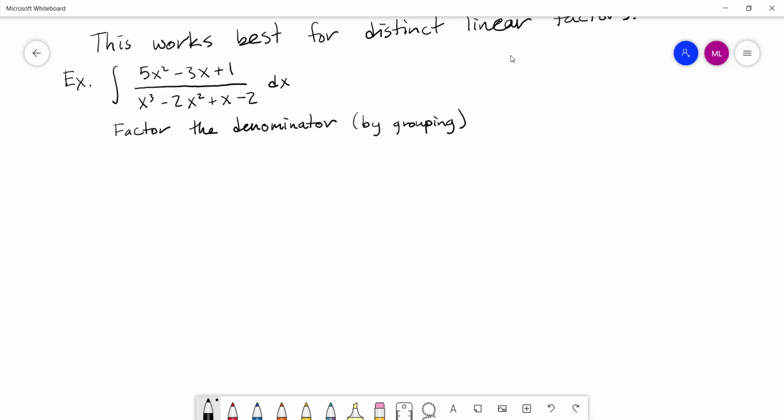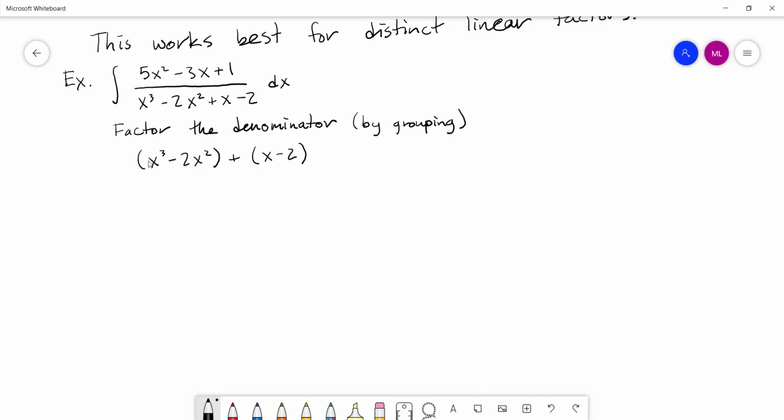And again, if nothing else, this will just be a callback to intermediate algebra, which you probably took a very long time ago. Different factoring techniques. So this one, I'm going to group the x cubed minus 2x squared as one group, plus the x minus 2 as the other group. So group the first two together and the second two together.